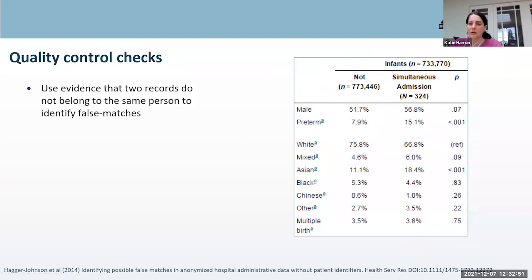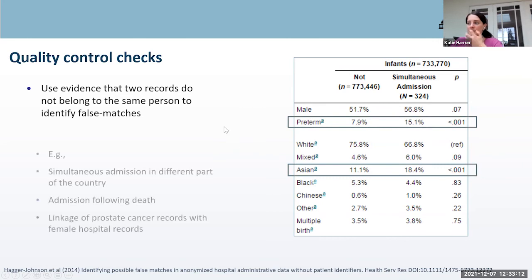And then finally, we can look at our data to see if it makes sense logically. For example, if we have the same child who appears in the data to have been admitted to hospitals in different parts of the country at the same time, then this could indicate that something has gone wrong with the linkage. So there are lots of different ways that we can think about doing this, which will depend on the type of data that we're looking at.